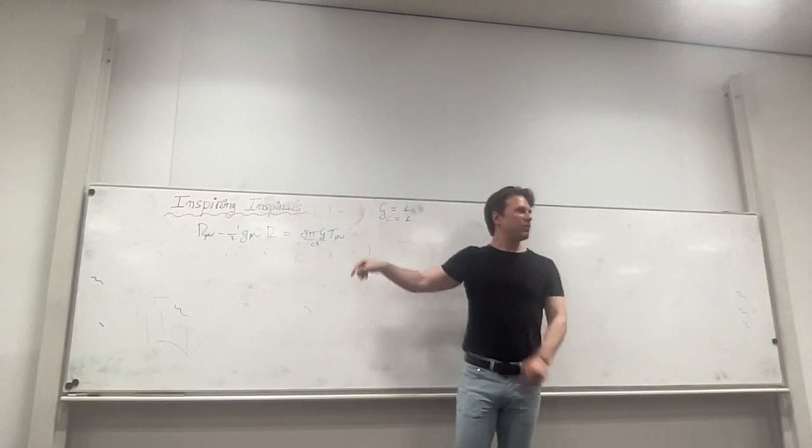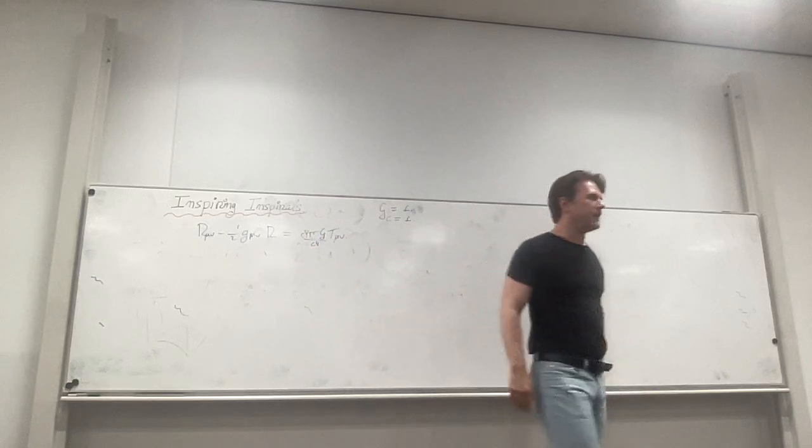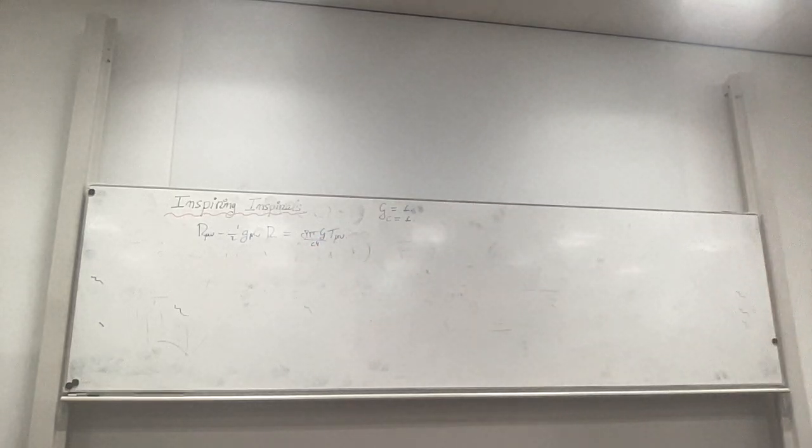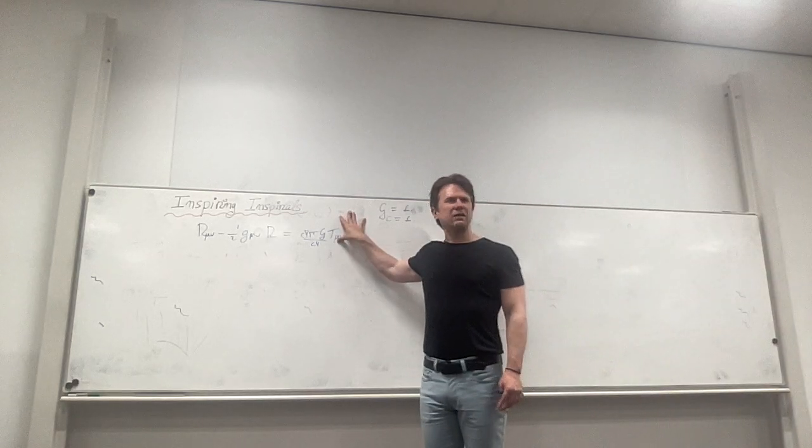If you have G equal to 1 and you have c to the 4, then this is 8 pi, which is an okay number, right? It's not too small. And it might give you the impression that the right-hand side of the equation is sizable. But in real life it isn't.